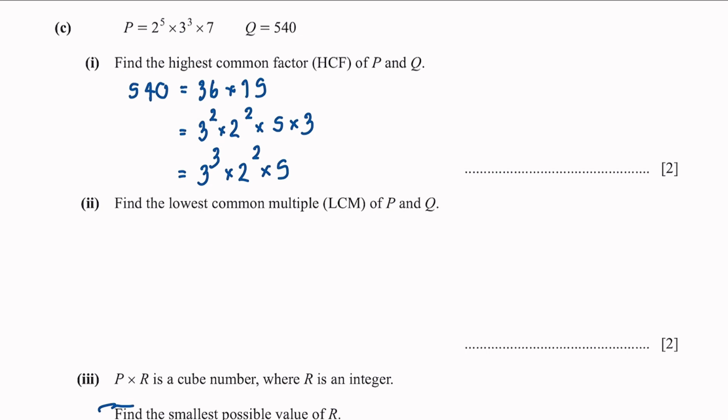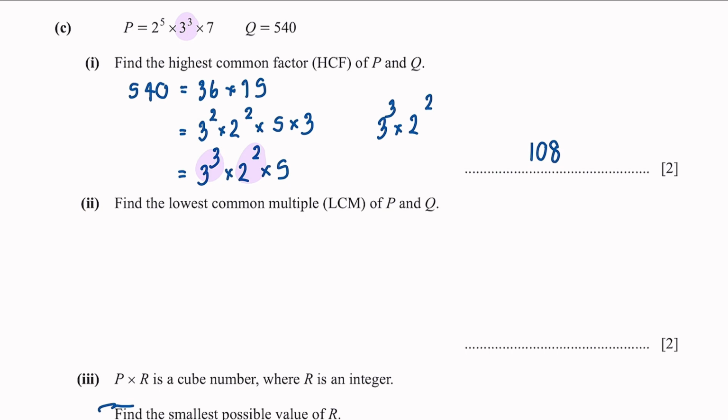And to find the highest common factor, you just look for the value which is the same in the number, which in this case is 3 cubed and 2 square. Therefore, your answer will be 3 cubed multiply 2 square, which is 108.